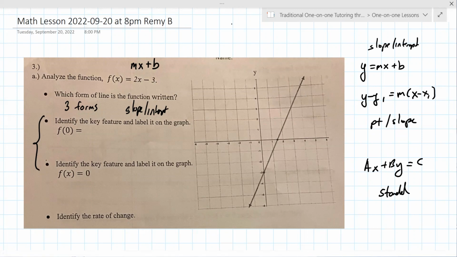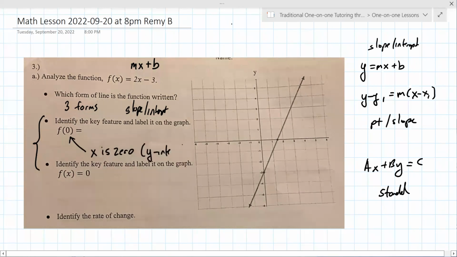As I was saying, the next two bullets are often confused. F of 0 means that x is 0. In other words, this is the y-intercept. So x is 0, you go down, boom. This right here, where it crosses the y-axis, is f of 0.